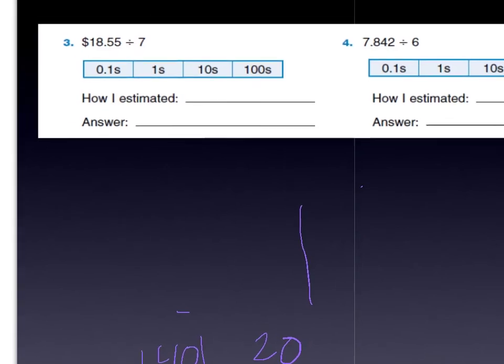What happened to estimate? Estimate. Come on, software. All right, 18 divided by 6 equals 3. 265. But it's in the ones place, correct? So $2.65. Most excellent. Let's look at the next one.